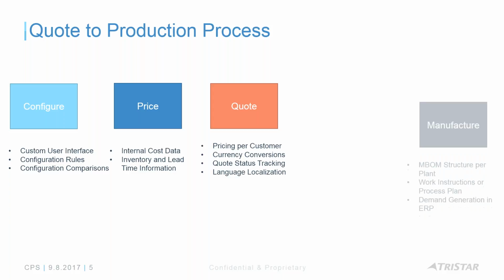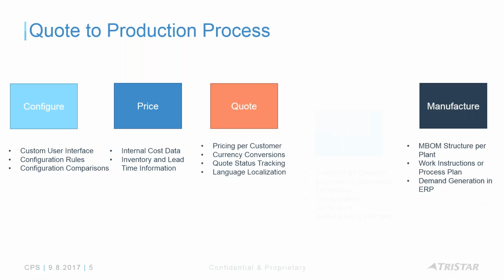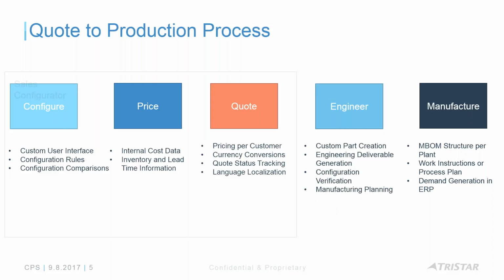So the quote to production process is generally we configure something, we price it, and then we quote it. And what we're really looking to do is try to rapidly consolidate and turn around that configure, price, quote portion so that we can get to manufacturing as quickly as possible. And while we're doing this configuring, pricing and quoting process with our customer, we want to simultaneously create engineering data that can very quickly be repurposed and pushed downstream to manufacturing, so that we can get the PO and start building the product as quickly as possible.